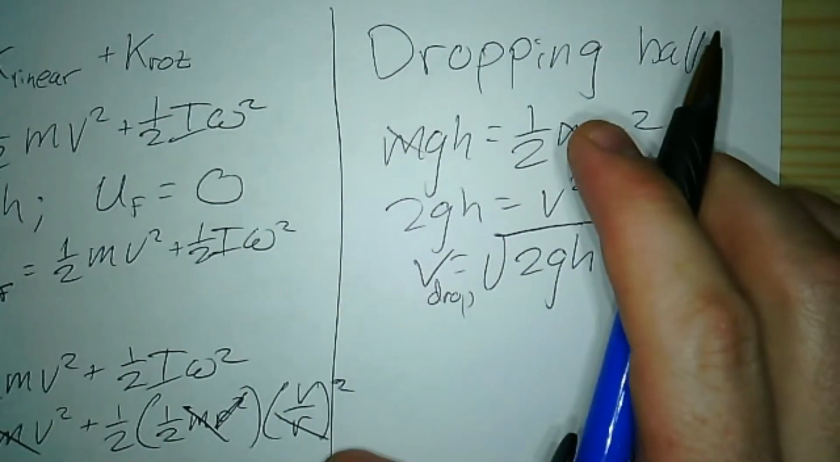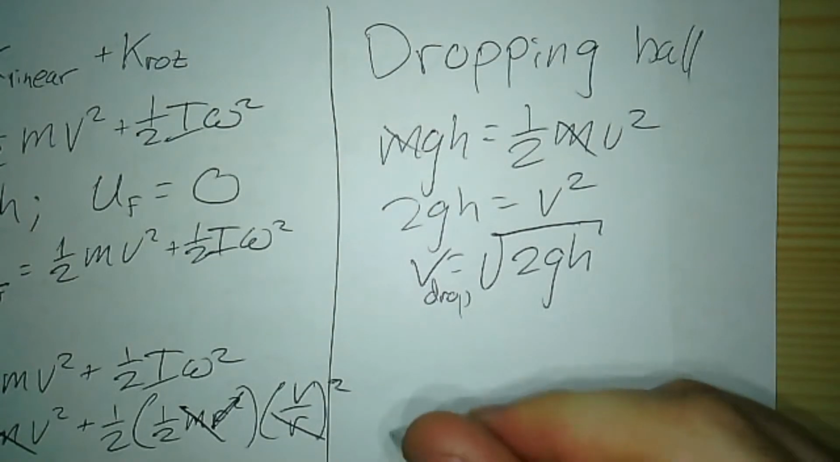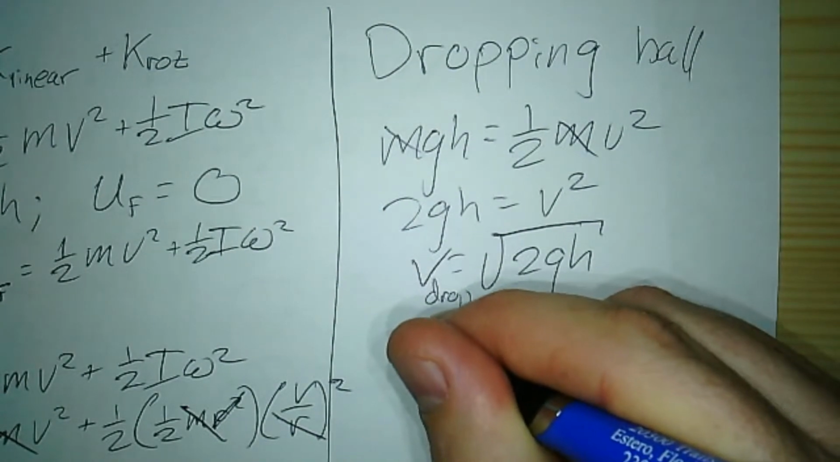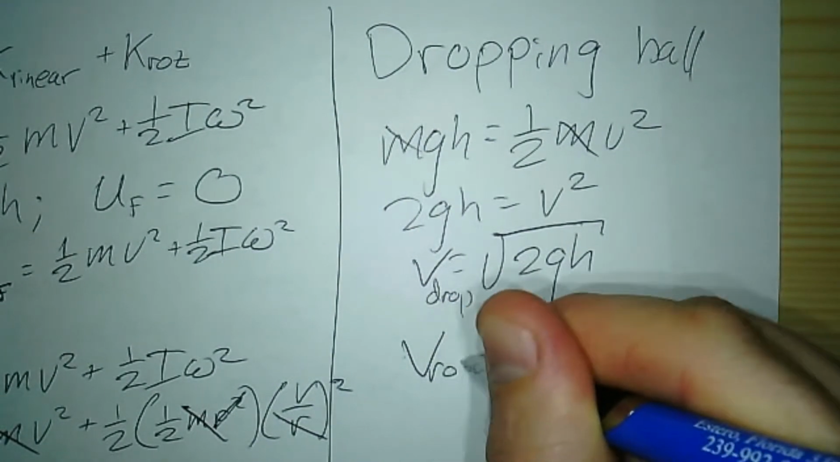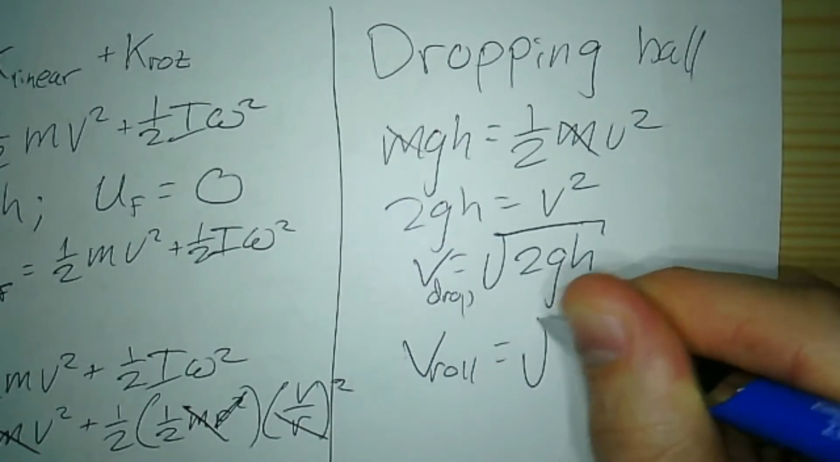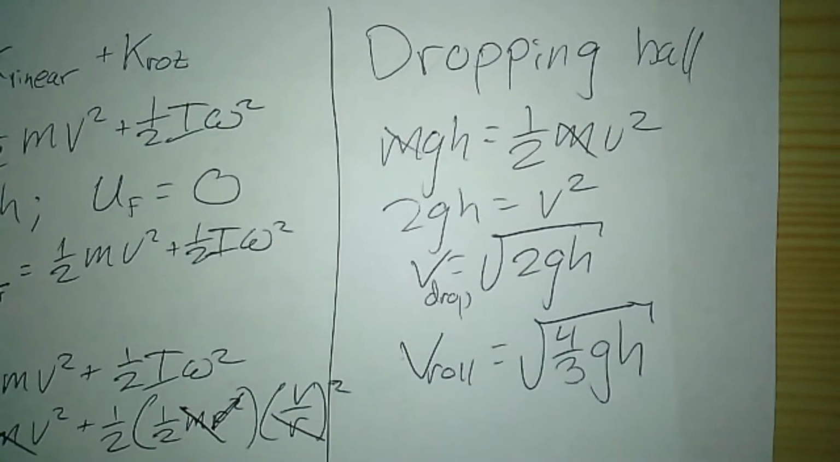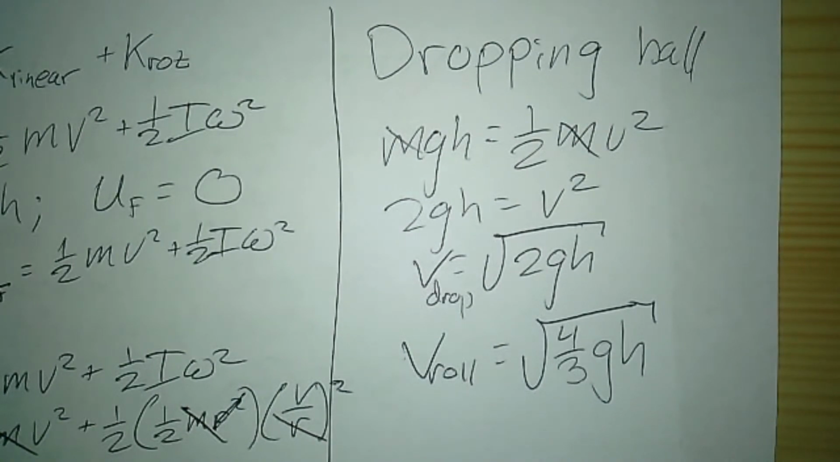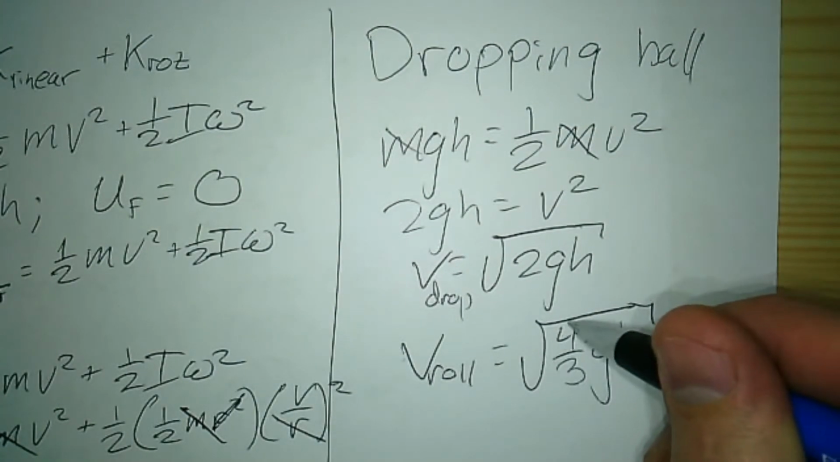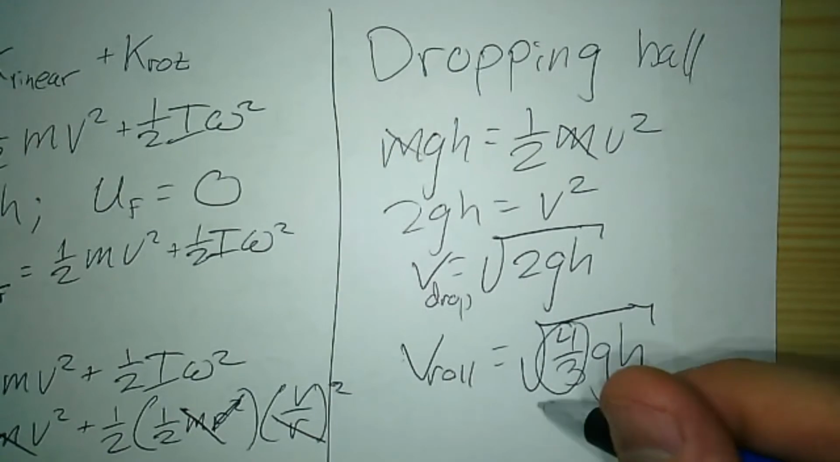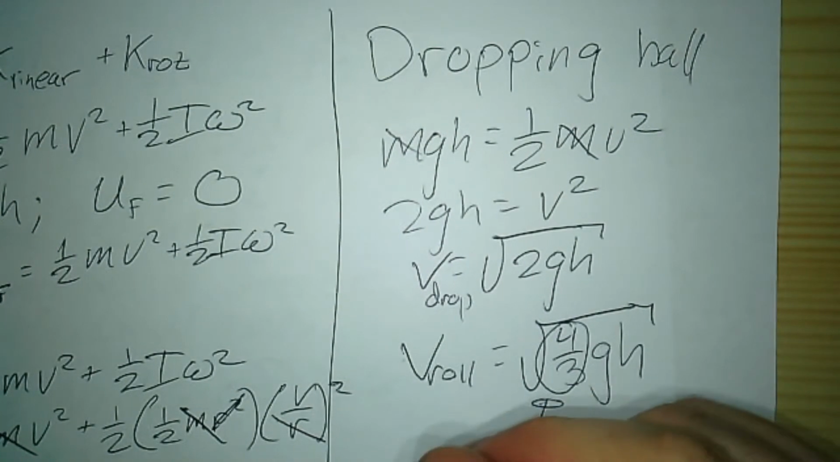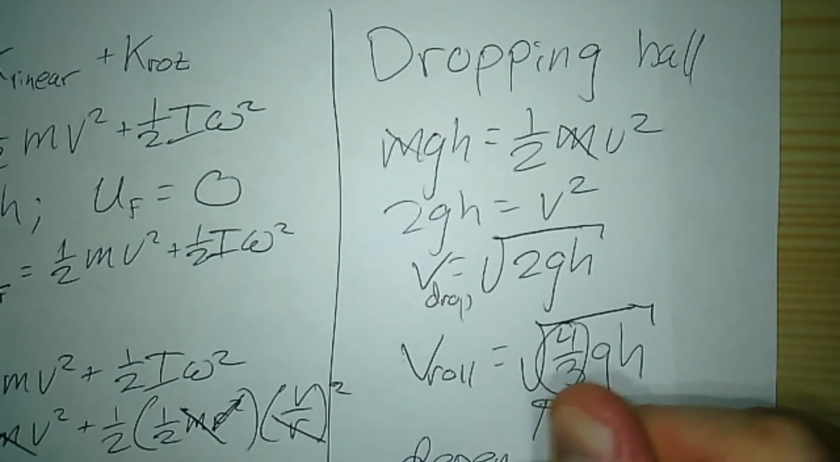Now, let's compare the two. So I've got v drop and v roll. All right. So they're always going to look the same. It's got to have the same units. It's always going to depend on g. It's always going to depend on h. The only difference is what this constant out front is going to be. And this constant is going to depend on shape. And it depend on the shape alone.